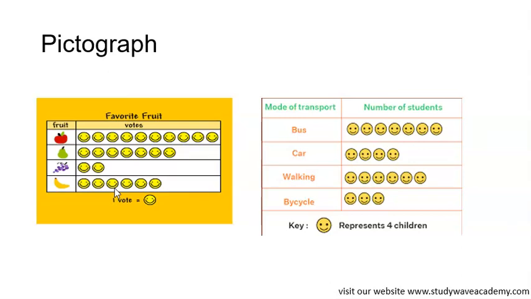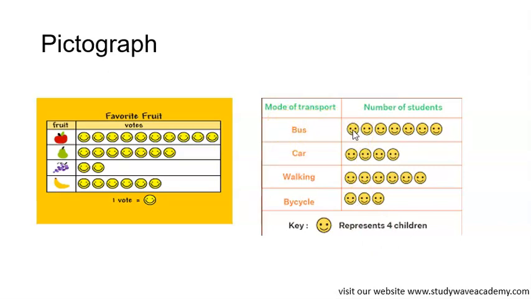Now let's say you want to collect data on mode of transportation. We have the bus, car, walking, and bicycle. How many persons use the bus? How many persons use car? How many persons walk? How many persons ride bicycle? So you ask around and collect data. In this pictograph, one smiley face represents 4 children. Okay? One smiley face represents 4 children. So let's see how many children use bus.